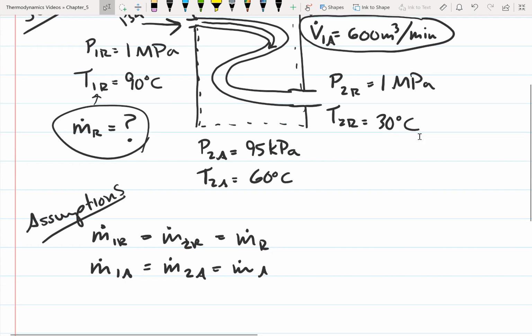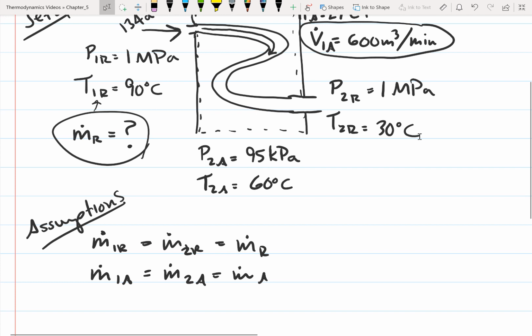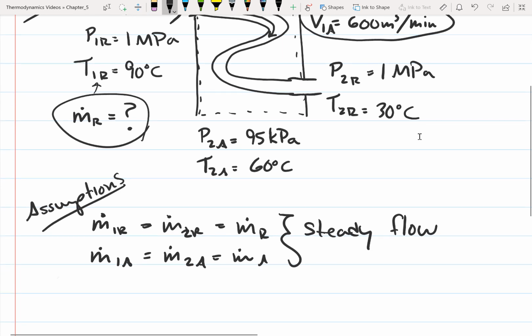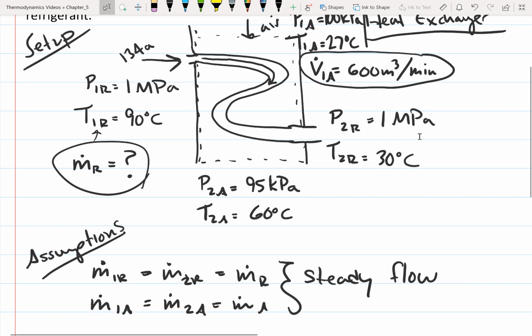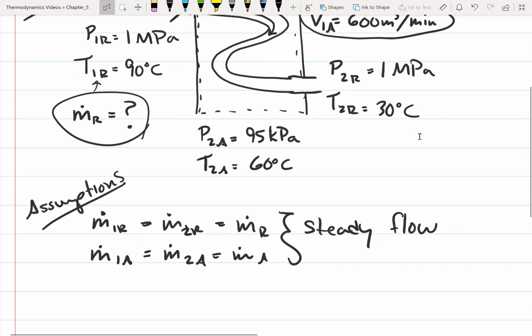All right, so we have some assumptions. Let's make a few more. Basically, with these assumptions, we're assuming steady flow. I'm also going to say the air is an ideal gas. It's at a pretty low pressure and high temperature compared to the critical pressure and temperature for air. So air is ideal, and that means we can assume constant specific heat.